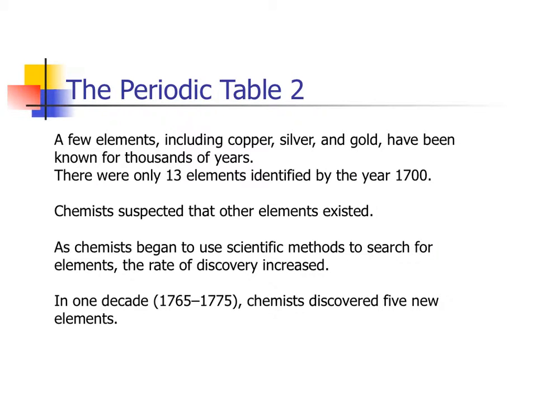First off, a little history. A few elements have always been known. For many years it was just copper, silver, and gold, known for thousands of years because they were found in their natural stable states. There were only 13 elements in the early 1700s.